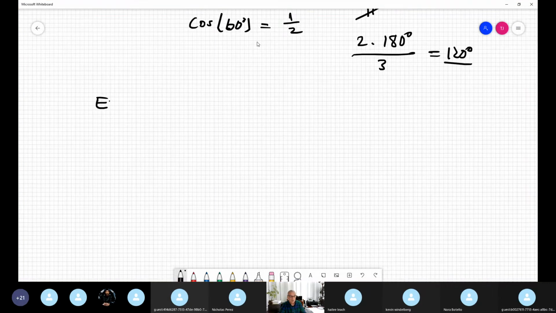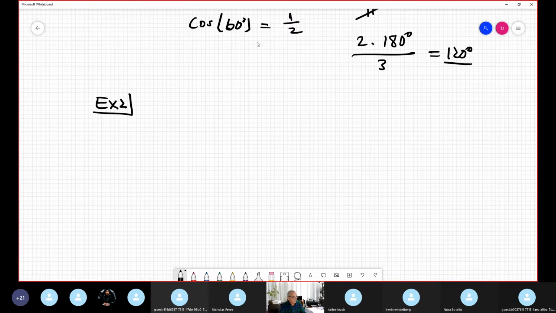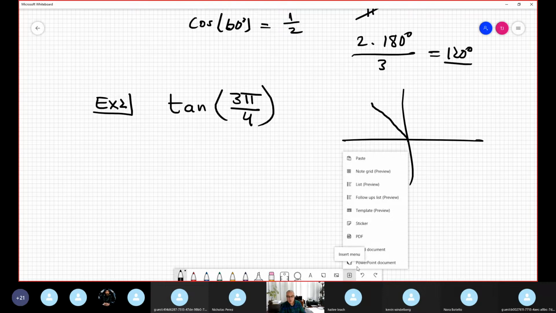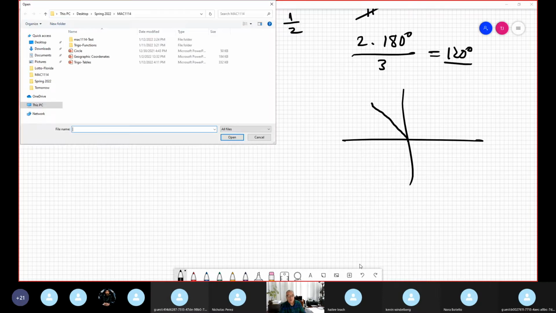Example 2 is tangent of 3 pi over 4. Okay. First, in what quadrant does 3 pi over 4 lie? I'm lost. 3 pi over 4. Second, very well. Second quadrant. You need to be familiar with this. Okay, familiar. Let me show you one more time the unit circle.